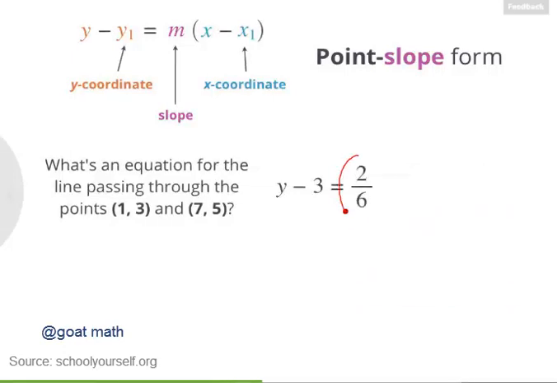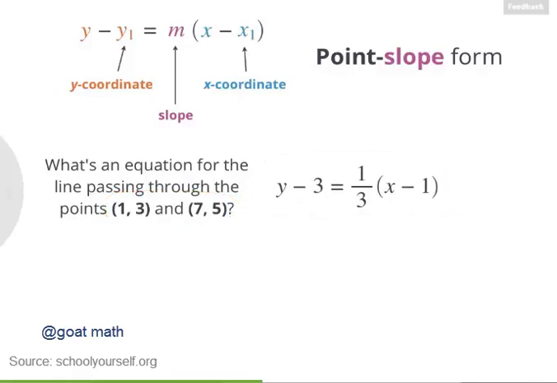Excellent! The slope is 2/6, which simplifies to the fraction 1/3, and you're multiplying that by x minus the x-coordinate of this point, which is 1. So this is an equation for the line passing through the points 1, 3 and 7, 5.